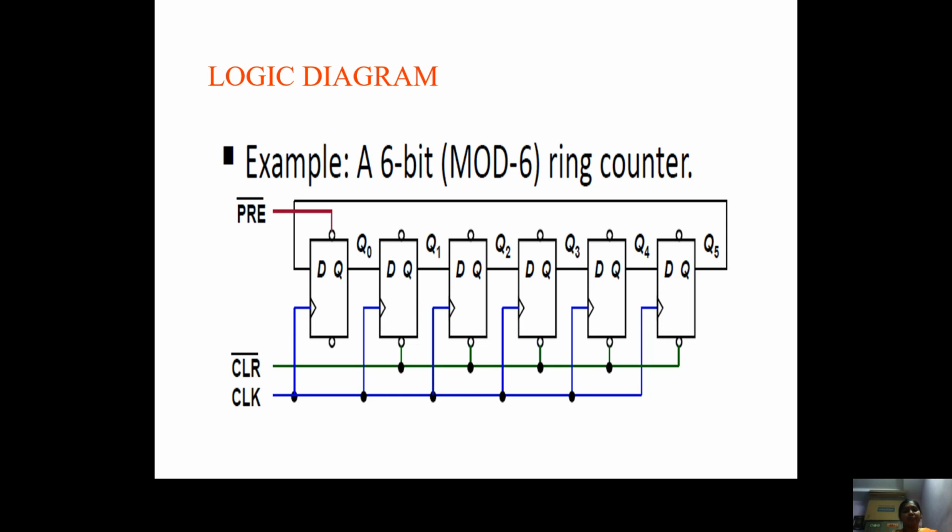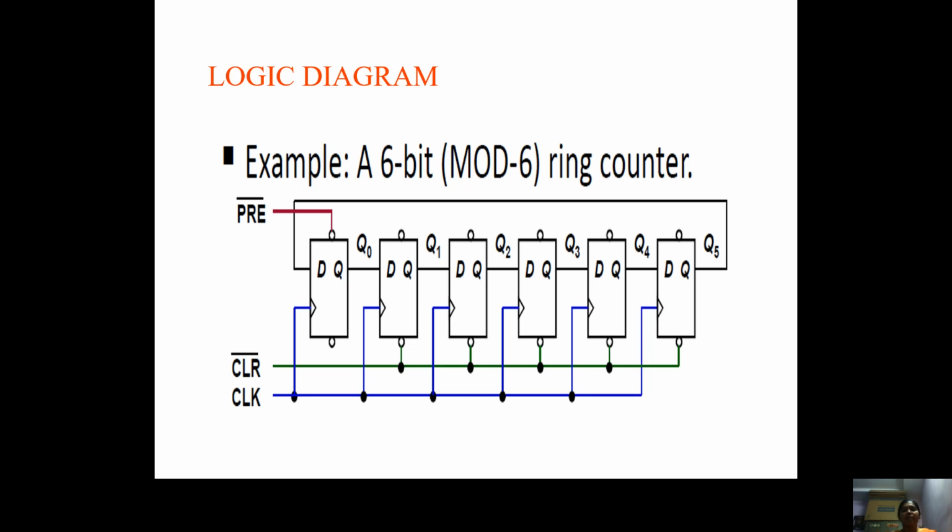So this is an example of a 6-bit mod 6 ring counter. What we need to understand is that in a ring counter, the number of values it counts is equal to the number of flip-flops used in the design. A mod 6 counter is able to count only 6 states, and it requires n flip-flops. So the number of states equals the number of flip-flops here. That is what we have to understand in the case of a ring counter.